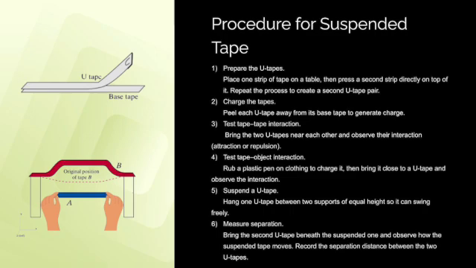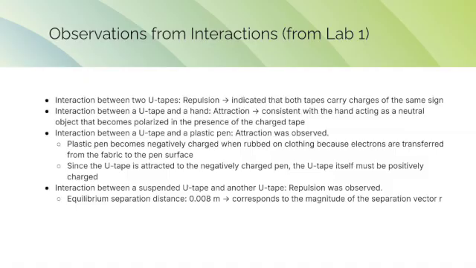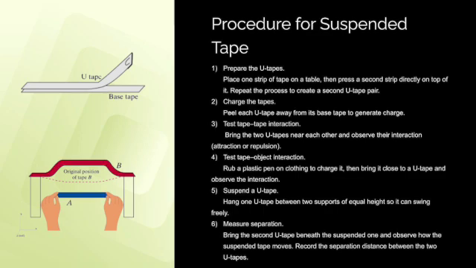Here's how the experiment worked. I created U-tape pairs by sticking tape strips together and peeling them apart to generate charge. To test interactions, I observed how two U-tapes behaved near each other, how a charged tape interacted with my hand, and also how it reacted to a charged plastic pen. Finally, I suspended one tape so it could swing freely, brought another tape near it, and measured the separation distance between them. From these tests, I confirmed that both tapes were positively charged.